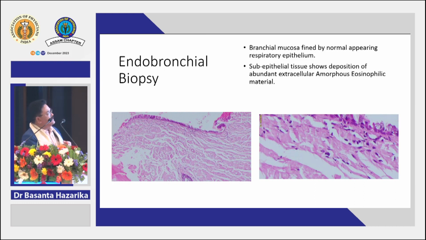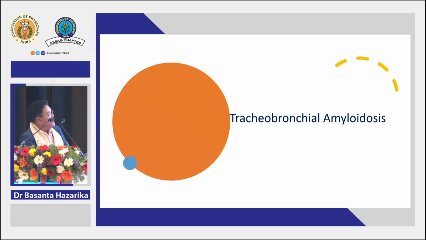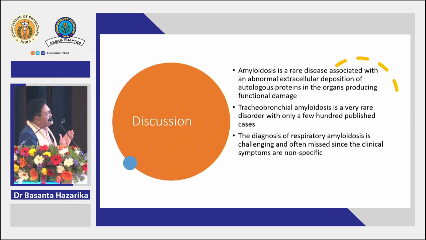Histopathological examination was done. It showed subepithelial tissue with deposition of abundant extracellular amorphous eosinophilic material, and Congo red is also positive. So the diagnosis is tracheobronchial amyloidosis. Amyloidosis is a disease associated with abnormal extracellular deposition of autologous protein causing organ dysfunction. Tracheobronchial amyloidosis is a very rare disorder, with only a few hundred published cases in the English literature.